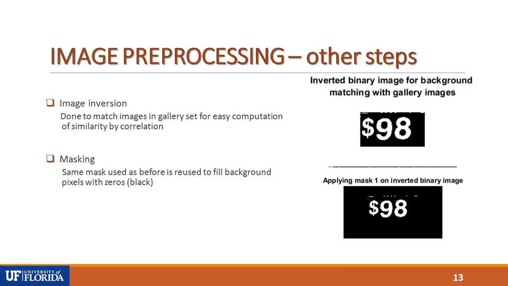The next step is image inversion. Here image inversion is performed so that the image matches the gallery set, with the background in black and characters in white. The image inversion operation is again followed by a masking operation. This masking operation is done by performing an OR operation between the mask and the image. This is done to make the background uniform, that is, to fill it with zeros or black. We can see that there are still some unwanted components in the image that should be removed, on top of the numbers and the currency symbol.